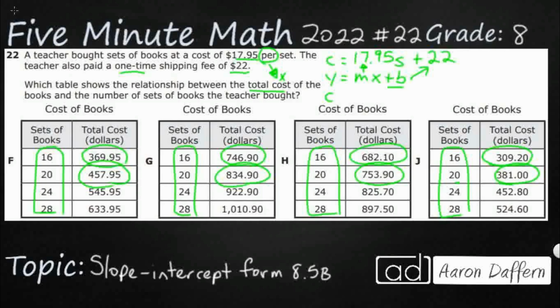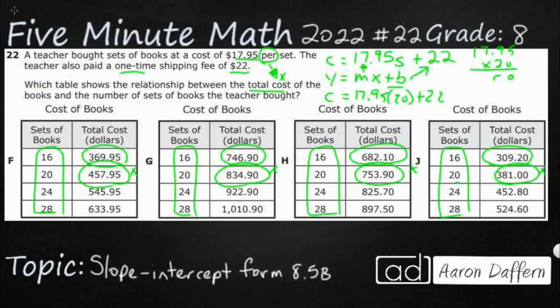All right, so C is going to equal $17.95 times 20 plus 22, and we're looking to see whether it's this one, this one, this one, or this one. Really, the big calculation is $17.95 times 20, and so that's why I'm going to multiply by that 20 rather than the 16, because that first row is just all zeros, right? So I'm just going to add a 0. I'm just going to start with my second row.